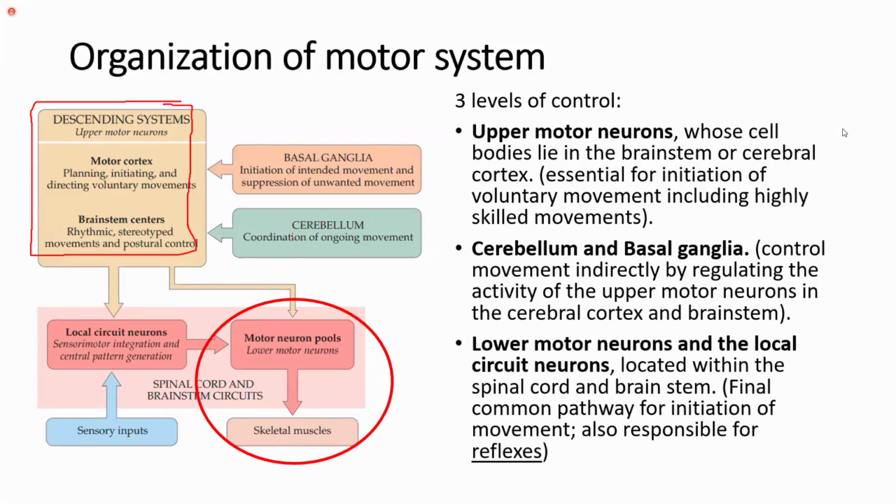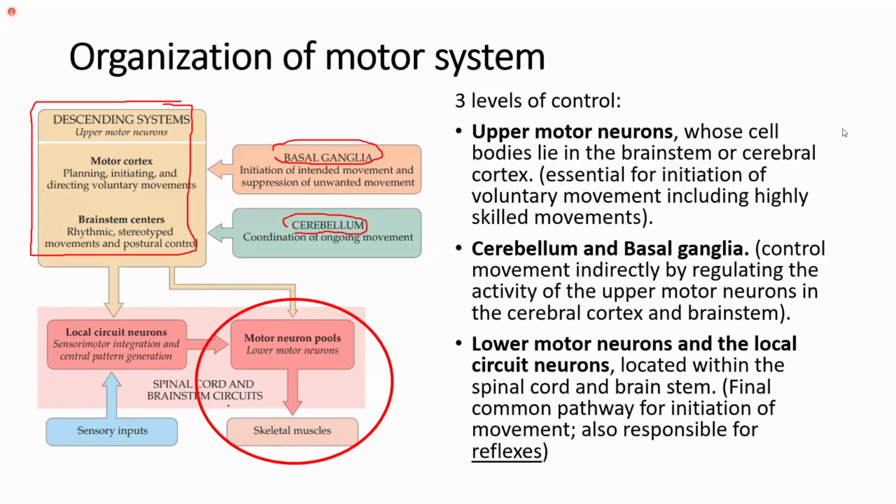For example, we know the cerebellum mainly coordinates the ongoing movements by indirectly communicating with the motor cortex. And we also have the basal ganglia, which is responsible for the proper initiation of movement and the suppression of unwanted movements. So there are about 3 levels for the control of motor movements.